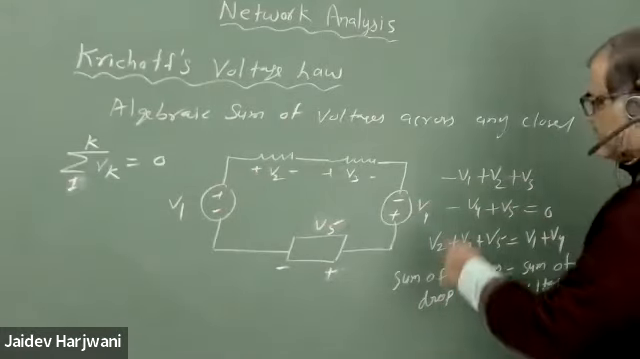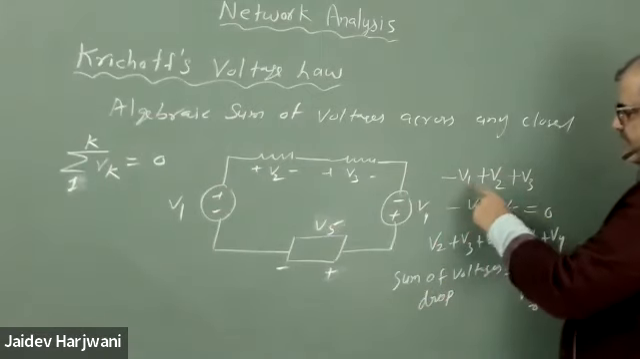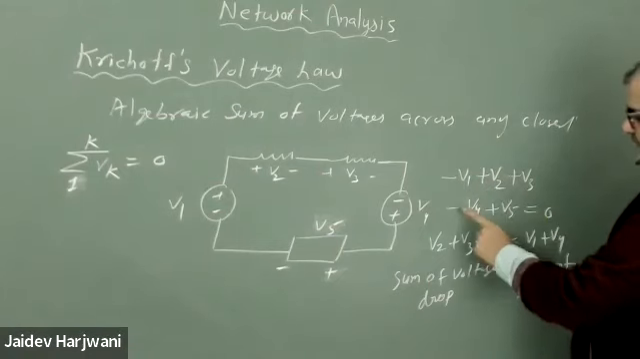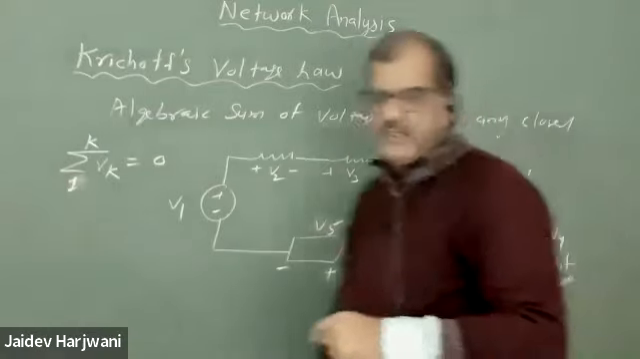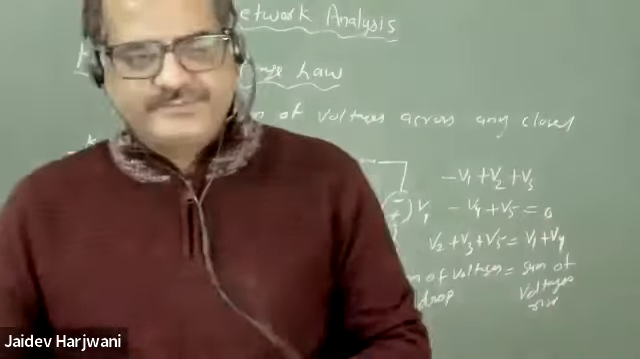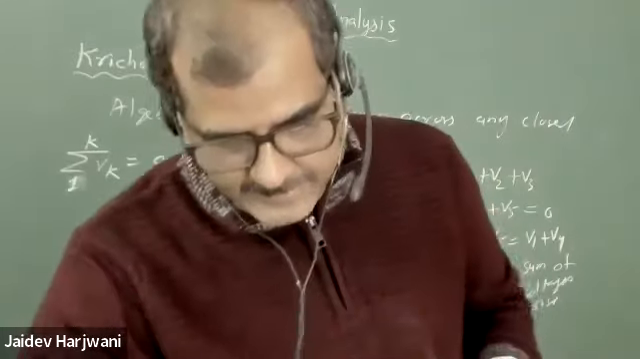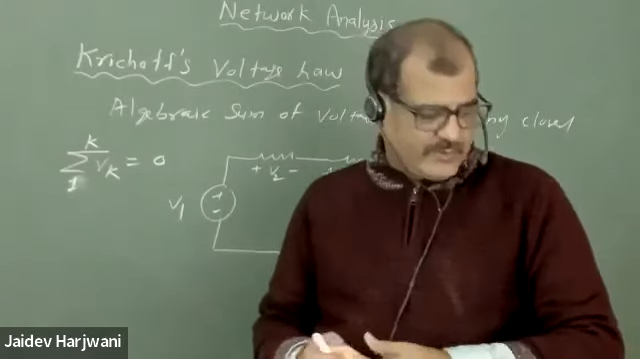So if you want to make voltage rise a positive, just take minus common. This will be V1 minus V2 minus V3 plus V4 minus V5, and the same equation will come. Are you understanding what I'm saying? Are you getting what I'm saying, students? Yes, sir.